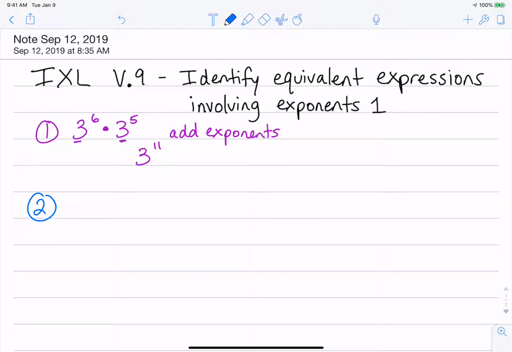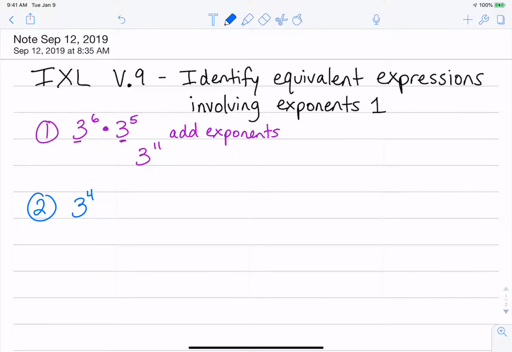Alright, so the first kind that you may see, or a variation of them, let's say we have 3 to the 6th times 3 to the 5th. So we notice that we're multiplying and also that our bases are the same number. So if we're multiplying and our bases are the same, this is when we are going to add our exponents. Okay, so here this would simply equal 3, and then we add the 6 plus 5, so it would be 3 to the 11th.